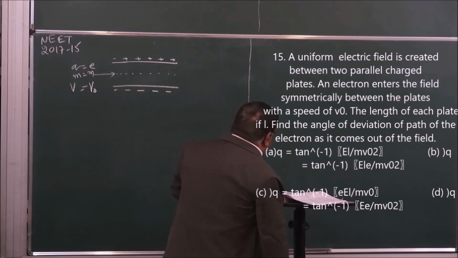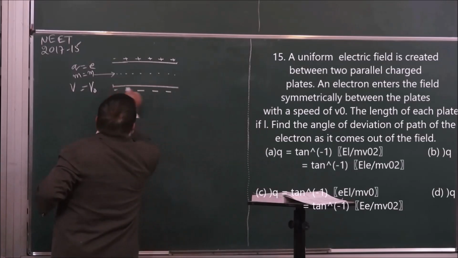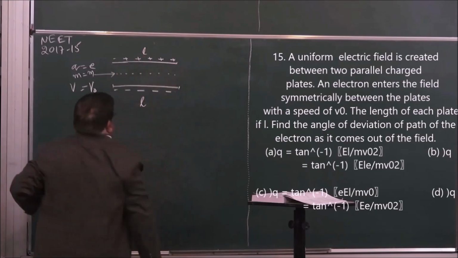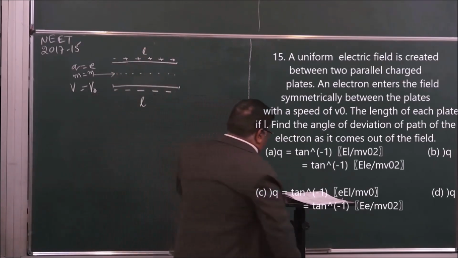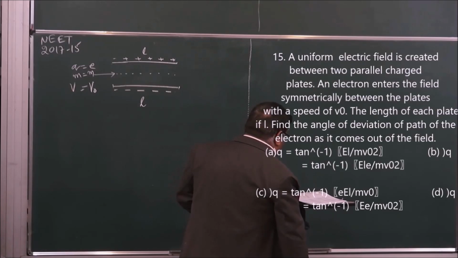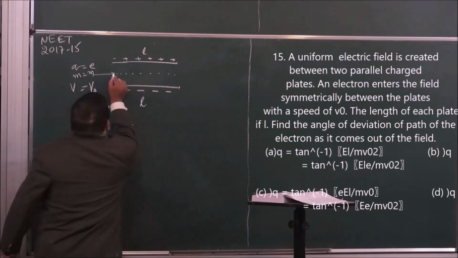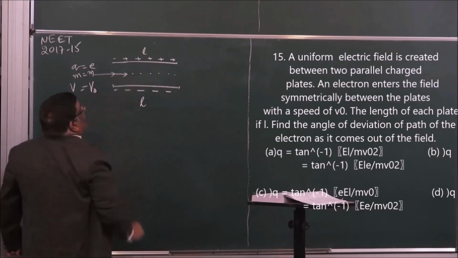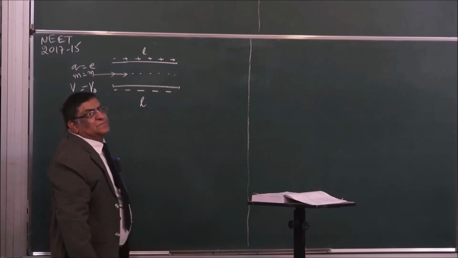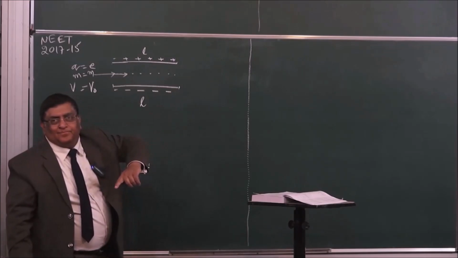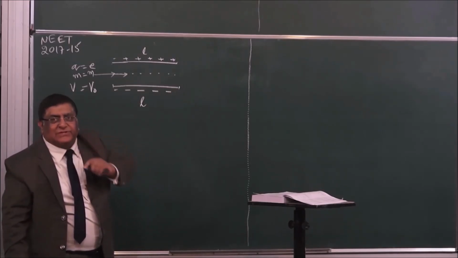The length of each plate is L. This distance is L. Okay, then after that, find the angle of deviation of path of the electron as it comes out of the field. Okay, यहाँ से ये इलेक्ट्रॉन सीधा जाता है. Angle of deviation from its path. क्या ये अपने पाथ को छोड़ के मुड़ जाता है? तभी तो एंगल आएगा. आंसर इज यस.